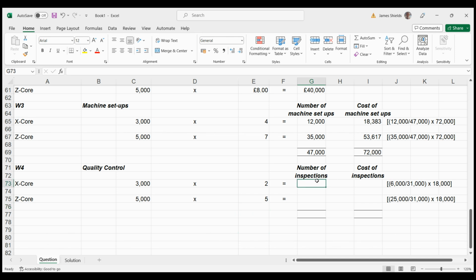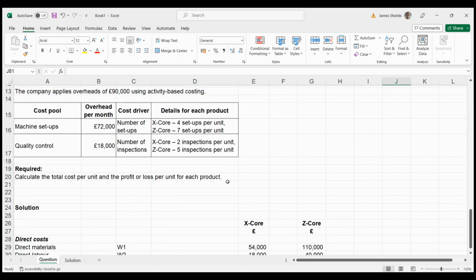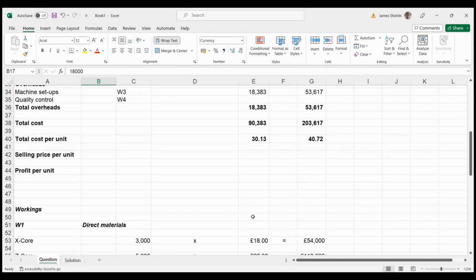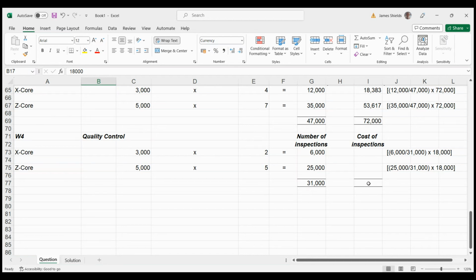So the total number of inspections now for X core will be the 3,000 times 2 per unit, which is 6,000. And for the Z core will be 5,000 times 5 per unit, which is 25,000. So the total number of inspections overall are going to be 31,000. Now the quality control total cost there was £18,000. So I can put this in here just for a moment to show you how to do my calculation. So we're going to split the 18,000 now between the X core and the Z core.